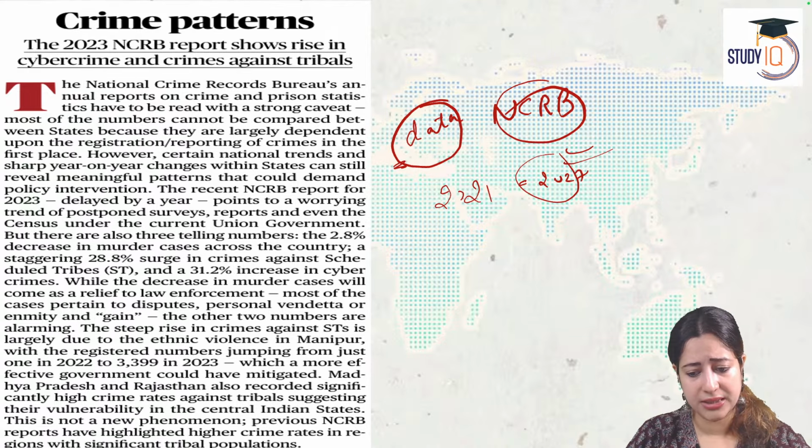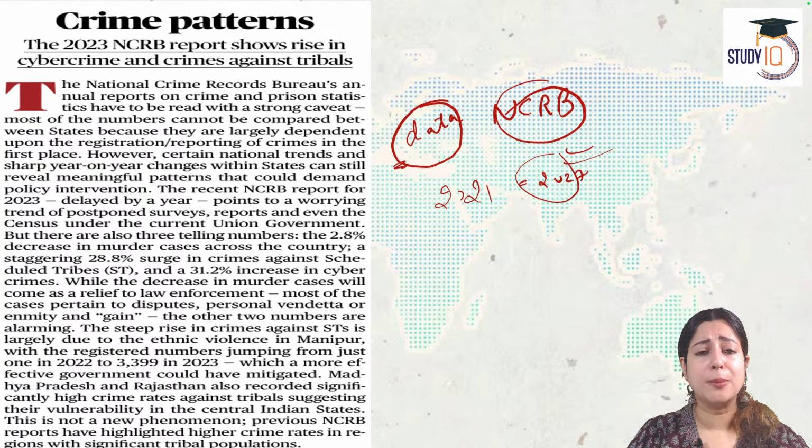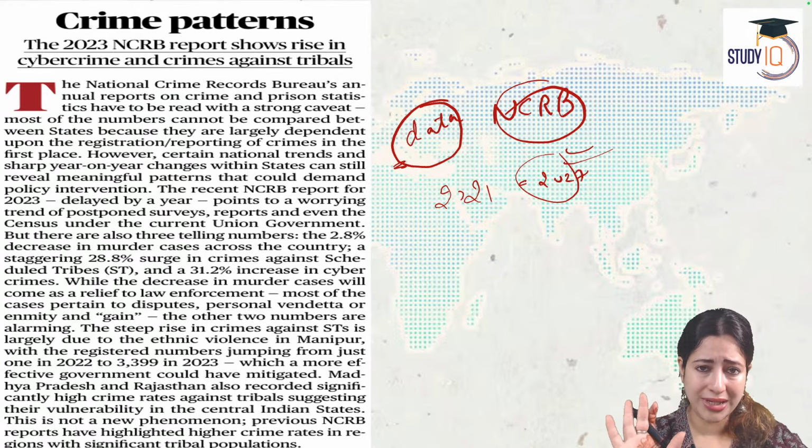Updated data, correct Veda, absolutely. So that is the problem. Now this data is coming after 2 years. So what to do? But at least it is showing us some trend.